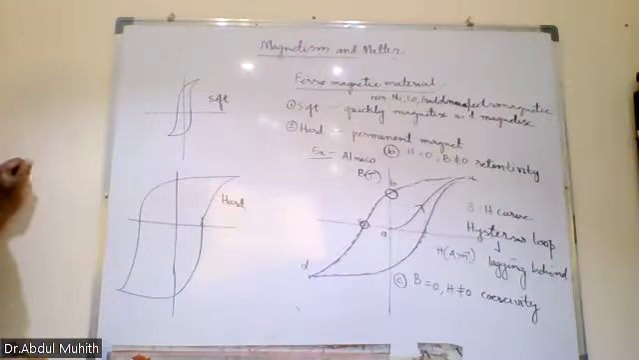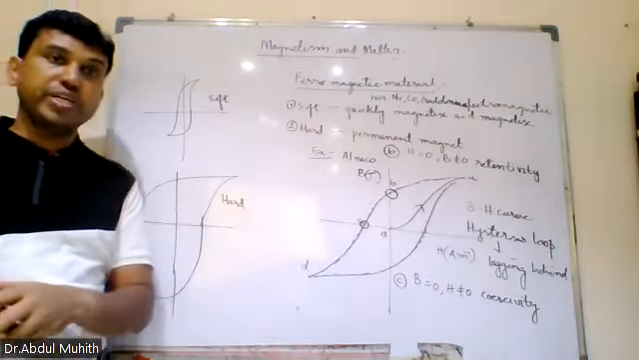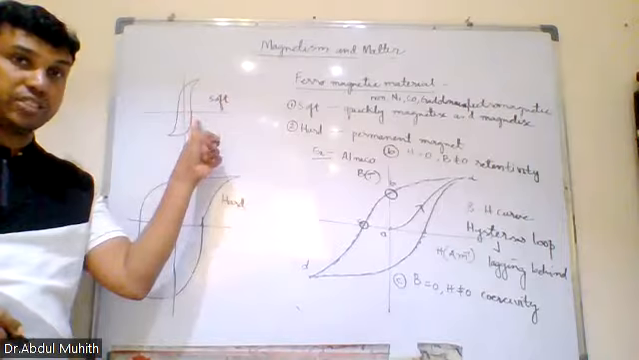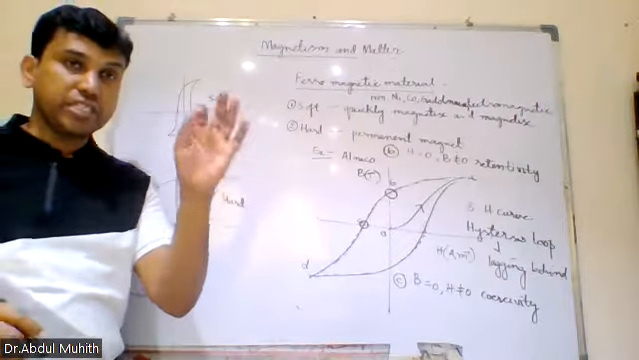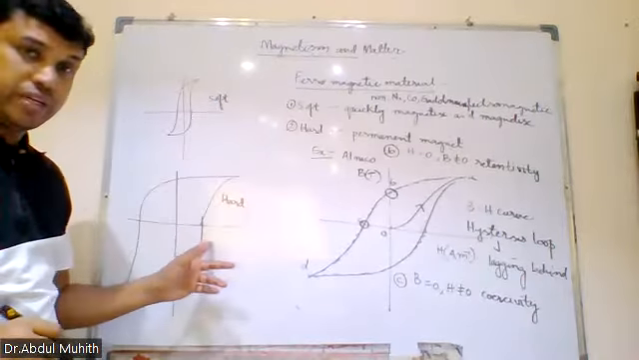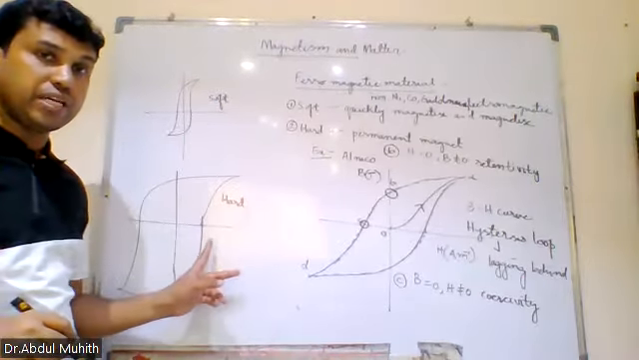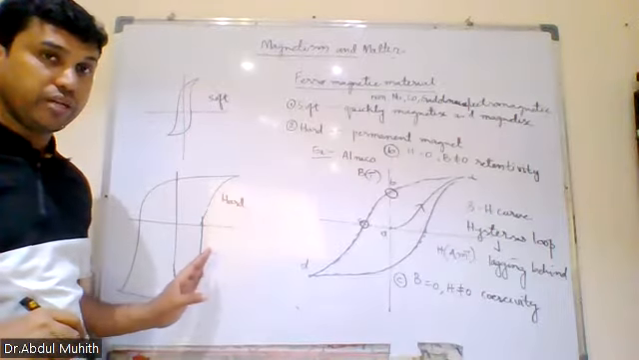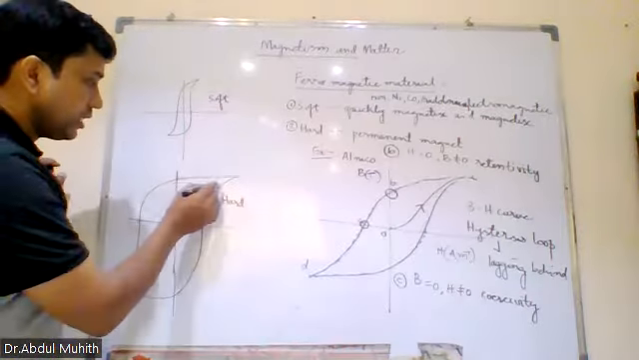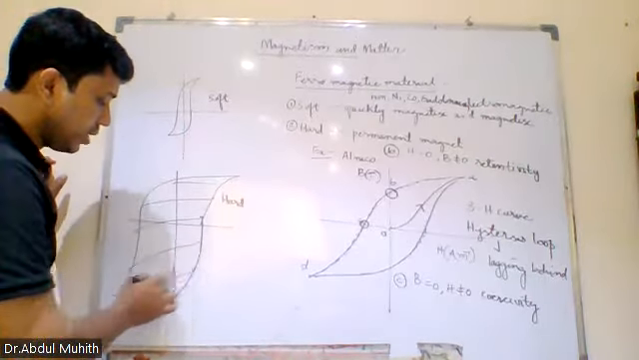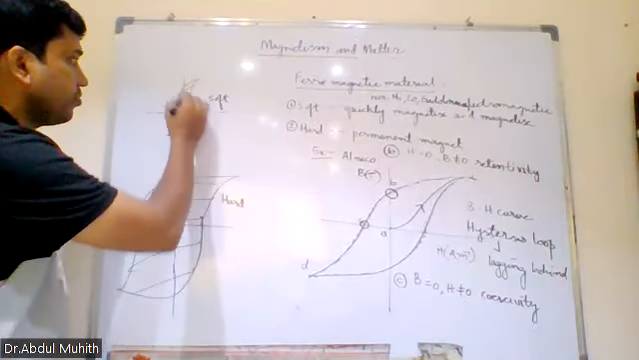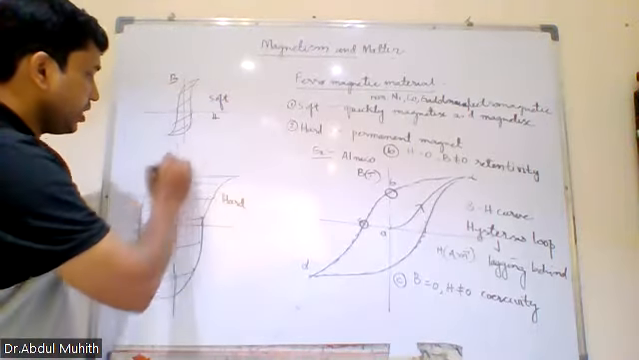Is that clear? So if they ask you to draw the BH curve for soft magnetic material, it should be like this. It means it will quickly magnetize and quickly demagnetize. And this one, it will take a long time to magnetize and a long time to demagnetize. Okay. So this area, what is this then? Sir, what does this area give? This is a BH curve. This is also a BH curve.